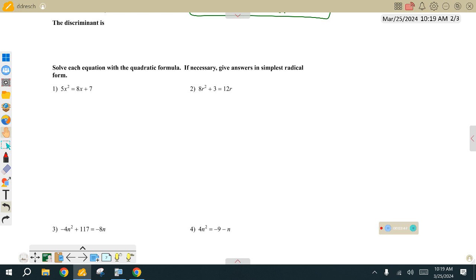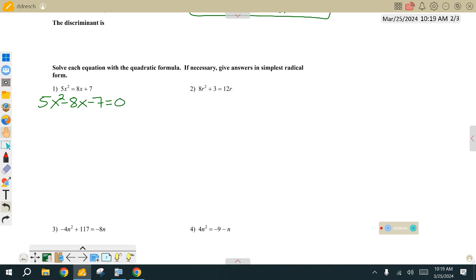Is it in standard form? Nope. Let's rearrange. 5x squared. Okay. What do we got to do now? Minus 8x, right? Minus 7, right? Equals 0.